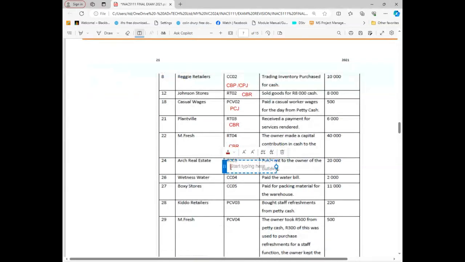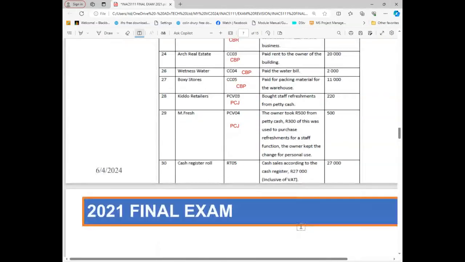This one, can you see? Even if you can read there, you'll see CBP. Can you see how easily I save time? CBP. Easy, as you can see. This one is PCJ, petty cash. Also PCJ. Can you see now? You save time. RT, I know I'm receiving cash. CBR. Can you see if I can identify one?